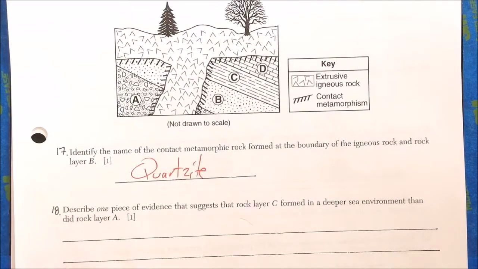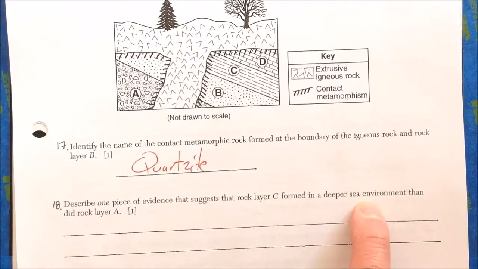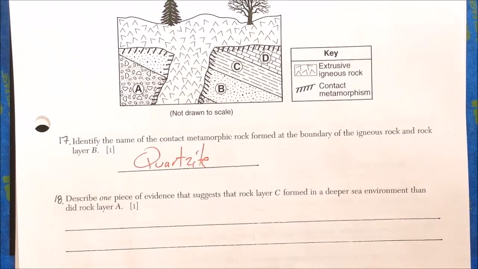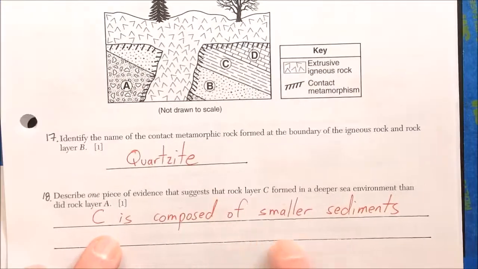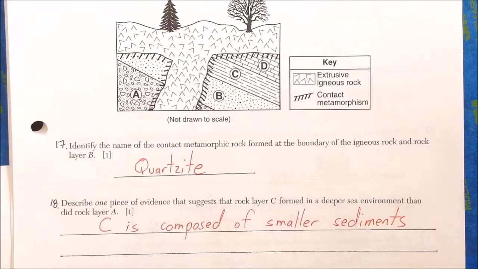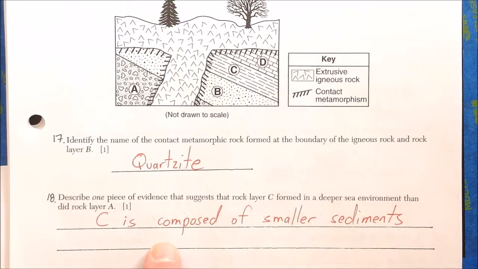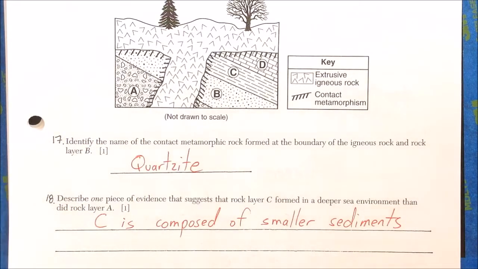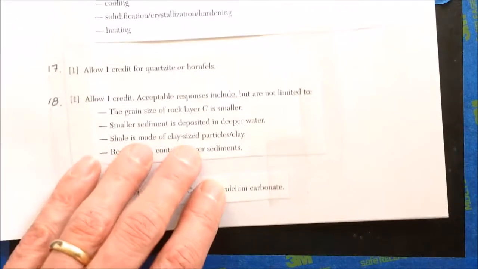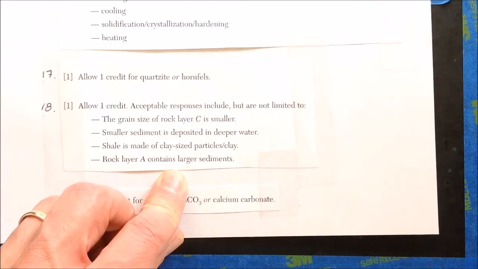So the way that you can recognize that this formed in a deeper sea environment is that C has smaller sediments. You also can say that A has larger sediments, something like that. But what I had written when I first did this is C is composed of smaller sediments. That's how you know. And those smaller sediments get carried further out into the ocean, away from the shore, while the larger pebbles and larger grain sand that make up A get deposited closer to shore. Let's see what the Regents had to say. The Regents exam had to say this. Okay, so you want to pause it right here. These are some acceptable answers.